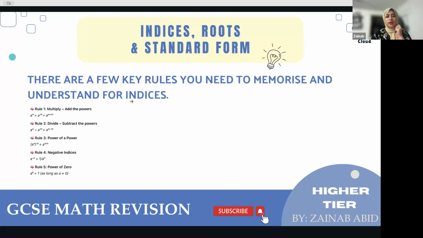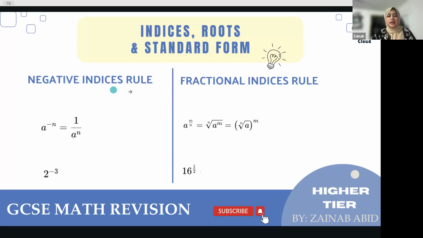Next we're going to look at negative indices rules, which we've just covered, but here we can do an example. 2 to the power of minus 3 is like having 1 over 2 cubed. We've also got the fractional index rule, where anytime you have an index that is a fraction, you root it with the denominator and then raise it to the power of the numerator. So 16 to the power of a half is the square root of 16, which is 4, and then 4 to the power of the numerator, which is 1, which is just 4.